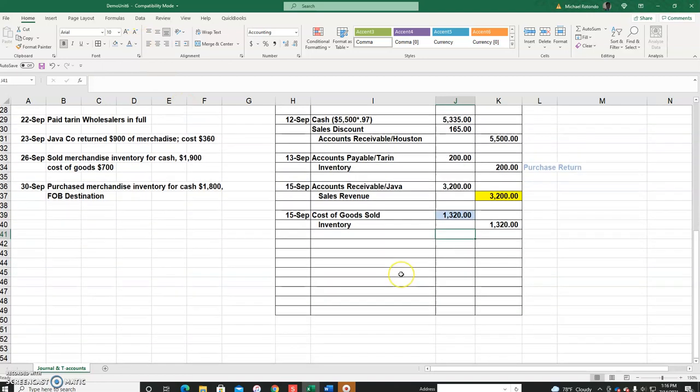And we said we were doing that in blue. Okay. So remember, under the perpetual method, we always have to do the cost of goods sold entry whenever we have a sale. Okay? Whereas if we were doing the periodic method, we wouldn't be doing that.